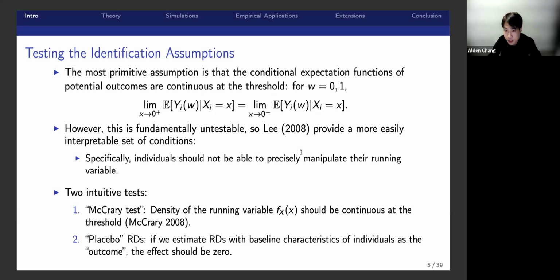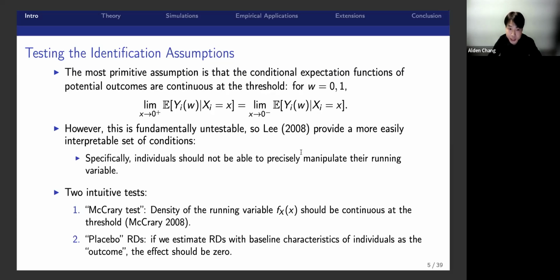What we are not allowing with this assumption is that students are able to precisely choose the exact amount of effort so that their test score just exactly meets the threshold. That is the kind of manipulation that we are not allowing for. And in many settings, that seems quite plausible.